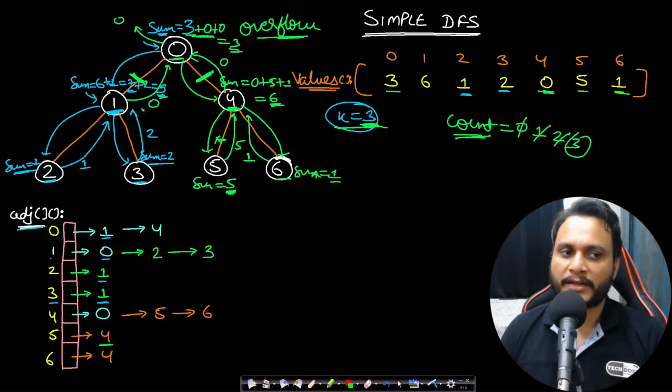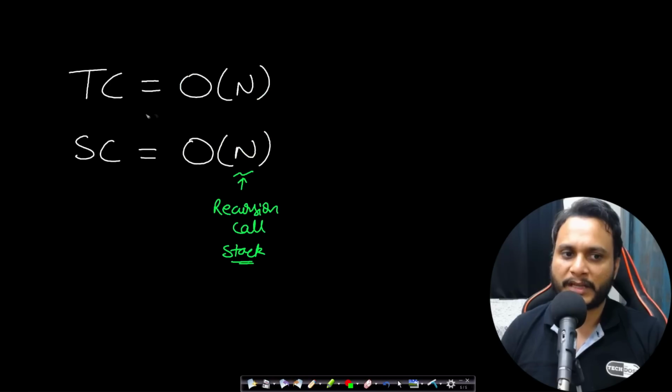In this case, we are traversing a node no more than 3 times. So therefore, the time complexity will be order of n, and the tree can be a skewed tree. So the recursion will have recursion call stack space, and that is why the space complexity is also order of n. Now let's look at the code.